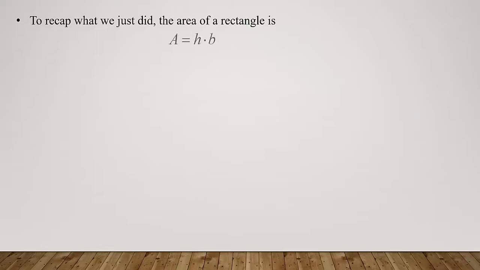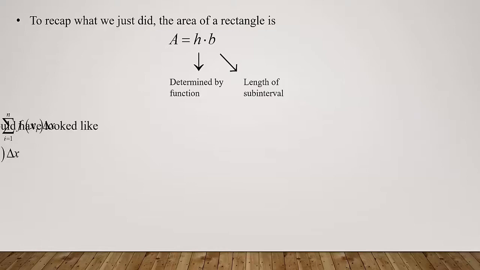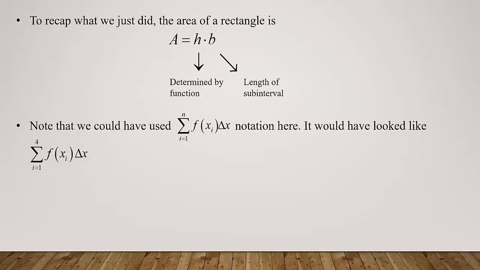All right, folks, to recap what we just did on the board, we said that the area of a rectangle is height times base, and the height was determined by the function. The base, well, that was just the length of a subinterval. And I should point out that I could have used that sigma notation. That looks familiar. That was part D of the very first example we looked at. I could have used the sigma notation here. It would have looked like the sum i equals 1 to 4 f of x sub i delta x.